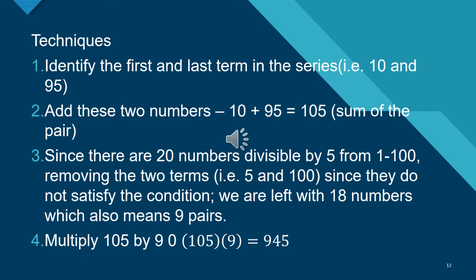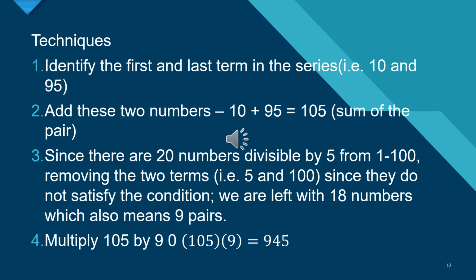Since we already counted that there are 18 two-digit numbers that are divisible by 5, if we get the pairs by dividing 18 by 2, we get 9 pairs. So the 9 pairs can be multiplied with 105. Now, why is it 105? Because if we pair all the other numbers, say we pair 15 with 90, we still get 105, and so on with 20, adding 85, we still get 105.